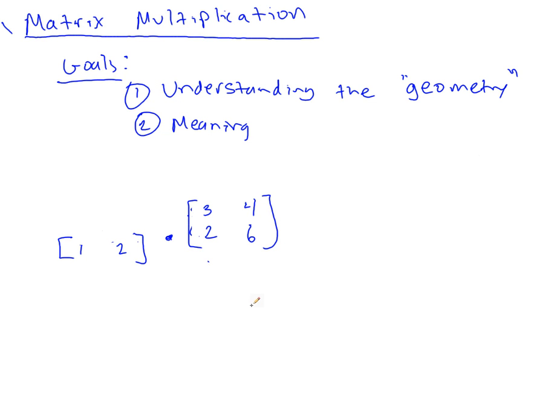We're going to focus on matrix multiplication. We have two primary goals: understanding the geometry, quote unquote, and understanding meaning. One of the most deceiving problems to a lot of people is this one here, where you're taking a 1 by 2, 1 row, 2 columns, times a 2 by 2, 2 rows, 2 columns.